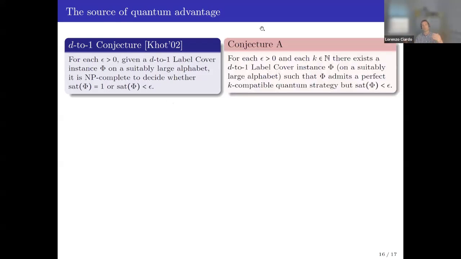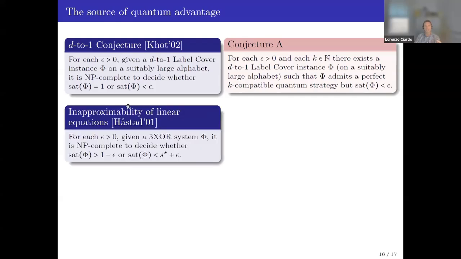This is the quantum analog. For every epsilon and for every k, there exists a label cover instance phi on some suitably large alphabet such that phi admits a perfect quantum strategy, but the classical value, so the biggest probability that a classical assignment satisfies it, is at most epsilon. And here I'm also assuming that I have k-compatibility, which is a technical notion. Essentially, it means that the projectors corresponding to vertices in the strategy that are close must commute. Okay, so this is the analog of the 2-to-1 conjecture.